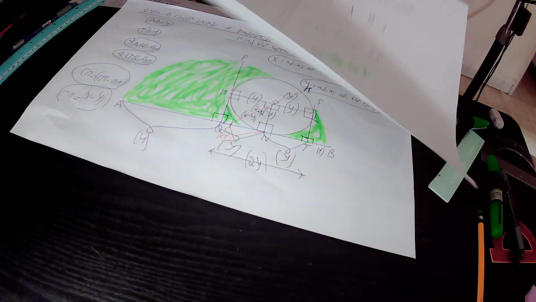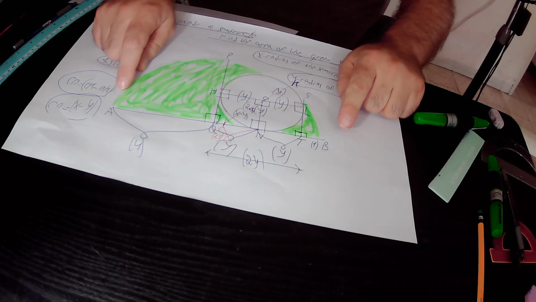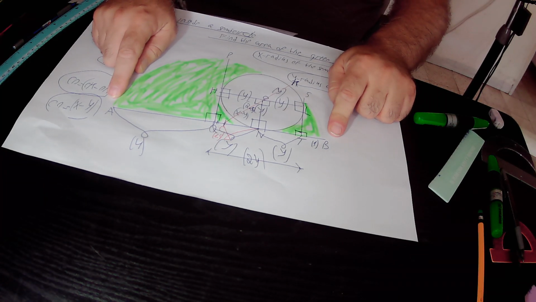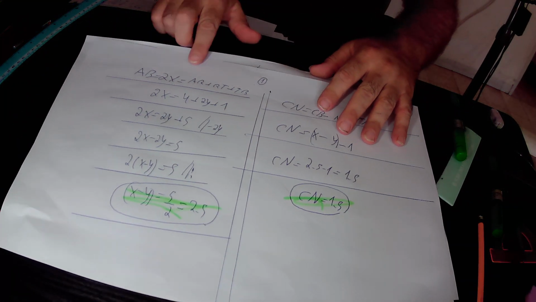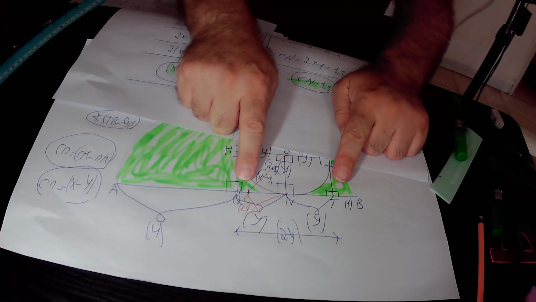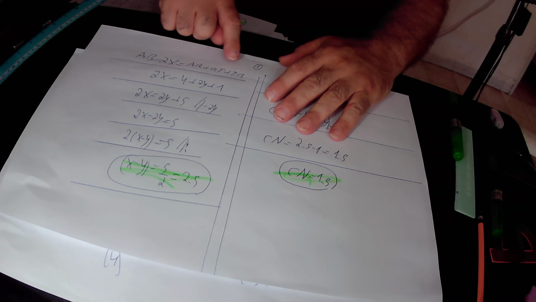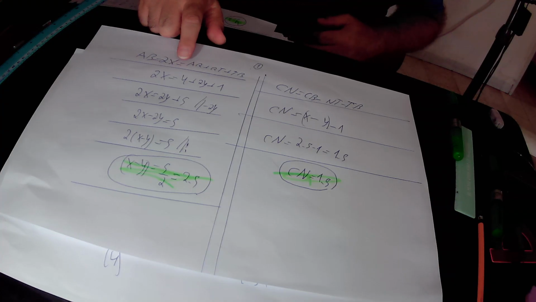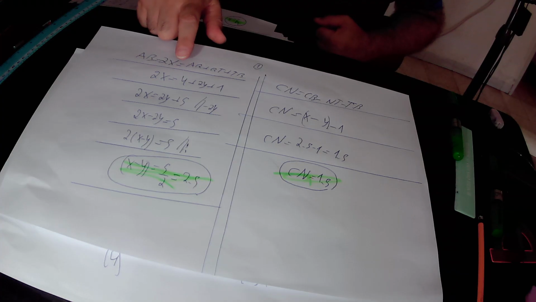So the diameter AB, from one side equals 2x, but from the other side, AB also equals AQ plus QT plus TB. AQ is 4, QT is 2y, and TB is 1. So in total, 2x equals 4 plus 2y plus 1. So 2x equals 2y plus 5, since 4 plus 1 is 5.